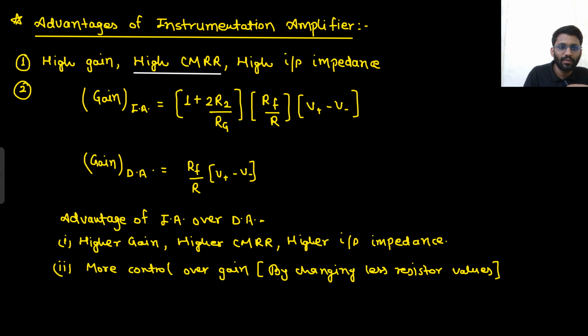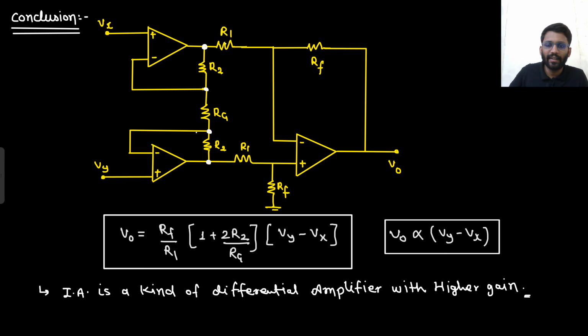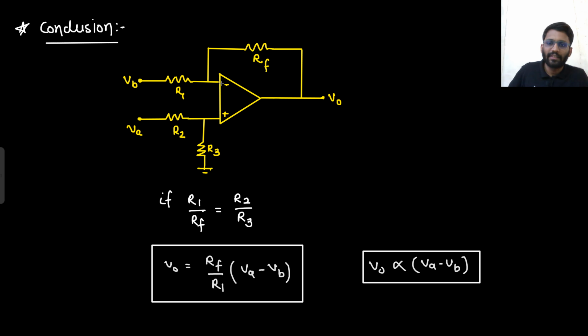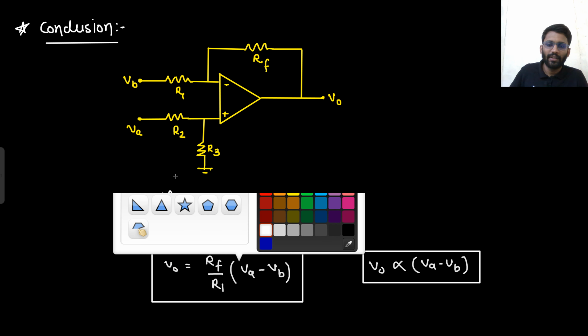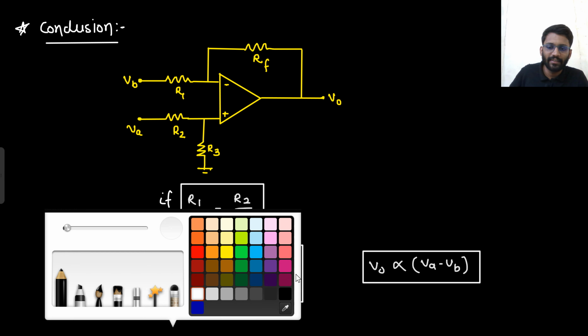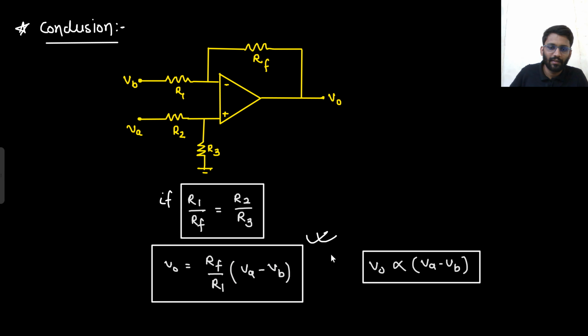What do I mean by that? You have more control over gain. Look, what did I tell you in the differential amplifier? That this ratio R1 by RF should be the same as R2 by R3. Then only you will get this expression, right? R1 by RF should be equal to R2 by R3.